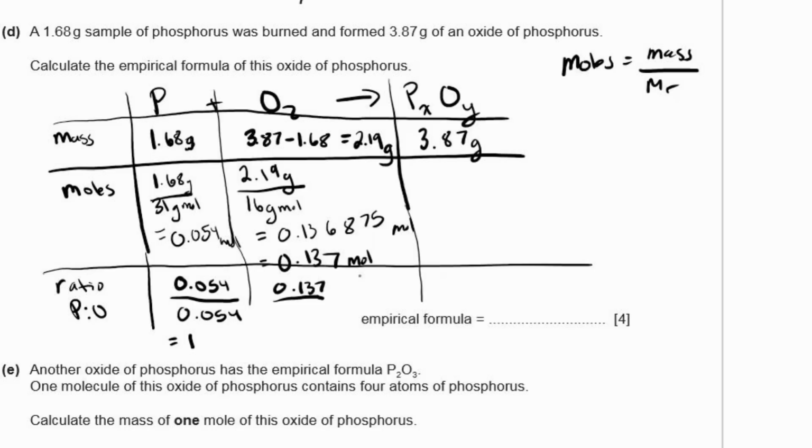So that equals 1, and 0.137 divided by 0.054 equals 2.5. Now, the empirical formula includes whole numbers, not fractions, so if we multiply them both by 2, that equals 2 to 5. So the empirical formula of the phosphorus oxide is P2O5. All right. Good.